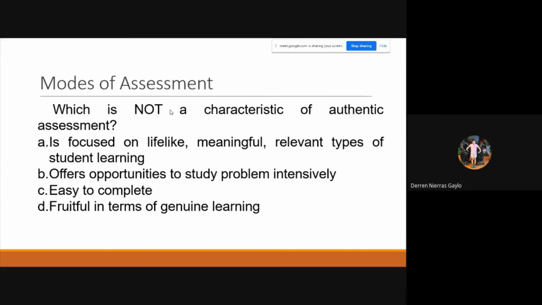So authentic assessment is focused on lifelike, meaningful, relevant types of student learning. Authentic assessment offers opportunities to study problems intensively. And authentic assessment is fruitful in terms of genuine learning.